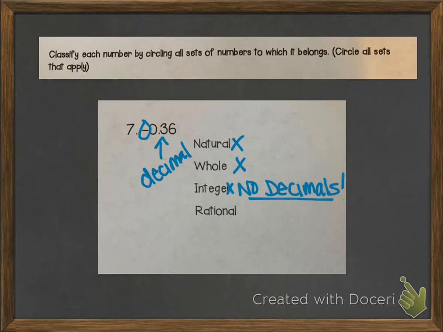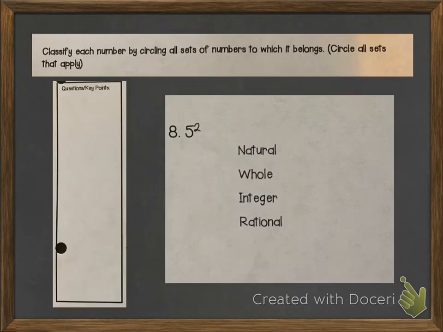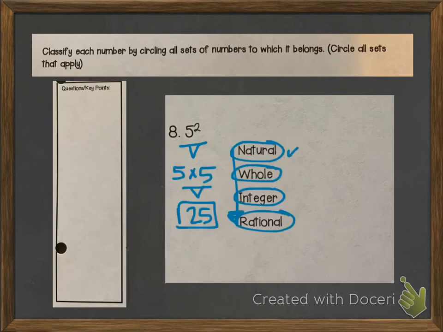If I look at 36, that is 36 hundredths. When I convert decimals to fractions, I write it like I read it. 36 hundredths can be written as a fraction, therefore it is rational. I would like you to try to simplify 5 squared, working on our exponents, and then classifying. Push pause to solve and play when you are ready to move on.